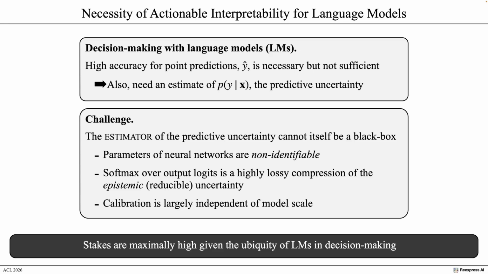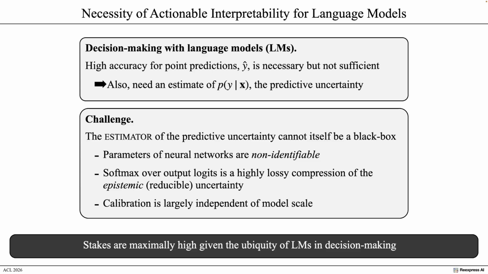We don't want to add a cascade of additional black boxes over the black box language model. This is very challenging since the parameters of typical neural networks are generally non-identifiable. Additionally, the output logits of neural networks are in effect a highly lossy compression of the epistemic or reducible uncertainty. In other words, the very type of uncertainty that you would hope to have a strong handle over is obscured by the typical output softmax activation.